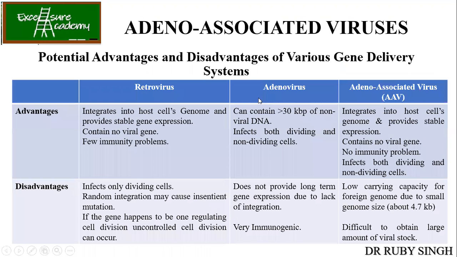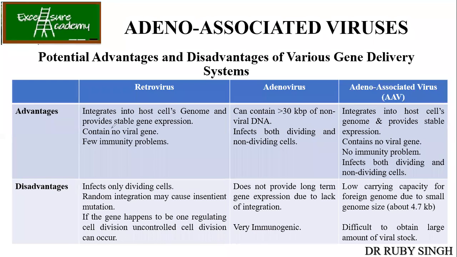So these are the advantages and disadvantages of using adeno-associated viruses as the source for a gene delivery system. So you have the retrovirus, which we have discussed once before, adenovirus and adeno-associated viruses. So this is the overall summary of the advantages and disadvantages. So, advantages.